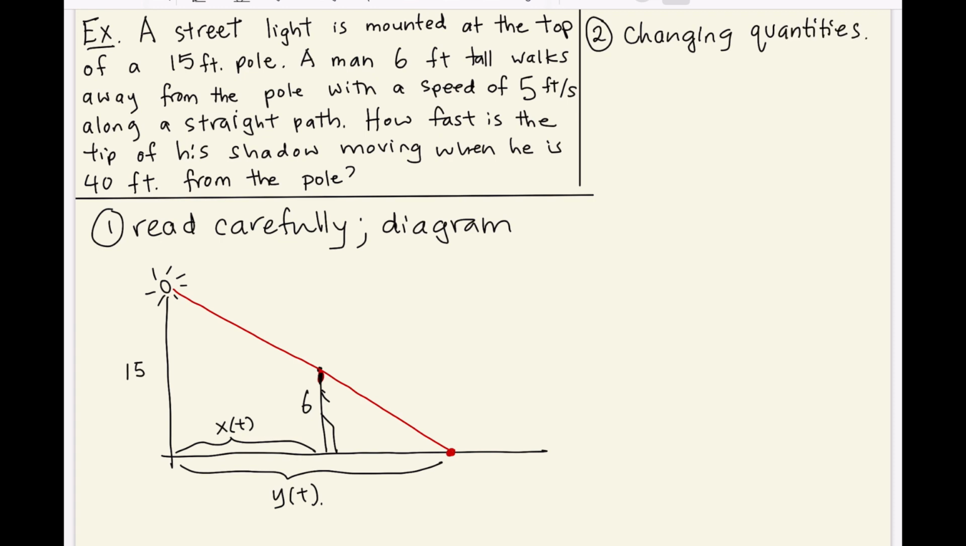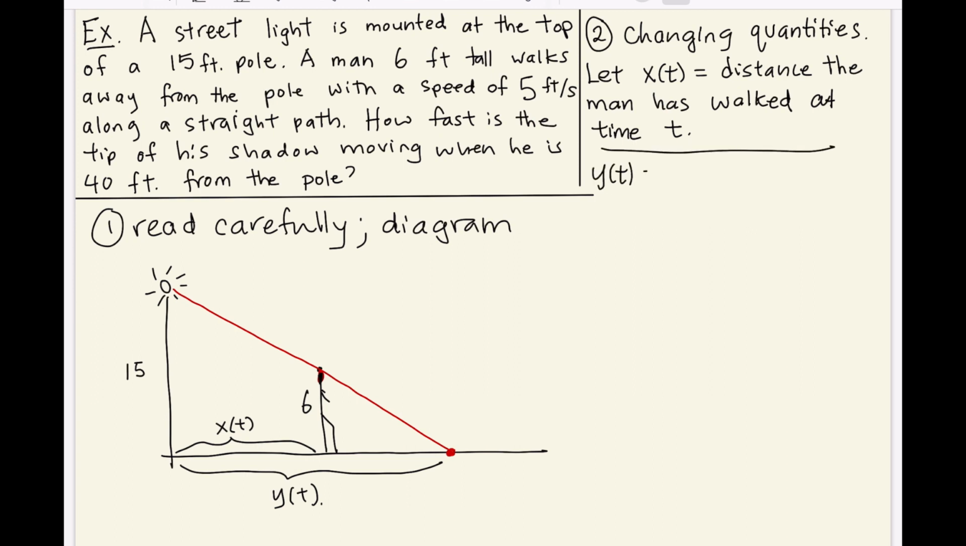Okay, and as we discussed, we're going to let x of t be equal to the distance the man has walked at time t. And we're going to let y of t be equal to the distance the tip of the shadow traveled at time t.